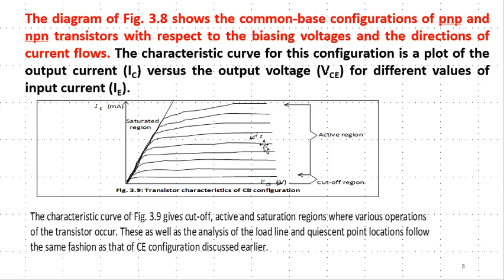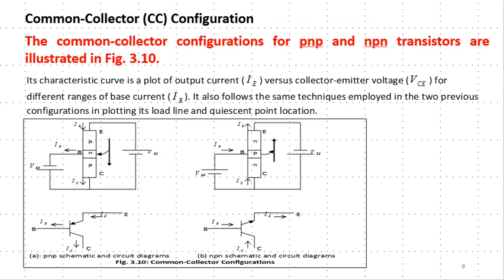And as we have seen in the other one, I have my cutoff region where the value of my IE is not enough to trigger the operation, and I have a range of values. We call that active region, where the transistor is in conduction mode, and we have a saturation region where the current is too much and the transistor is in like a superconduction mode.